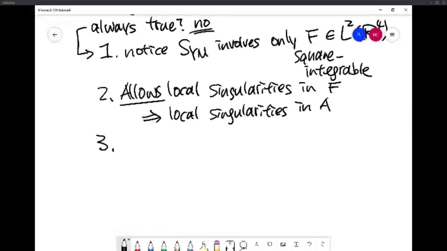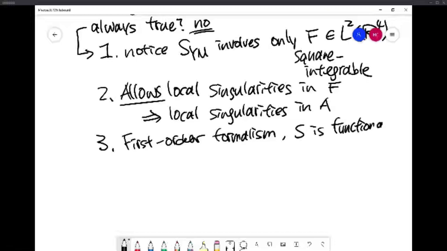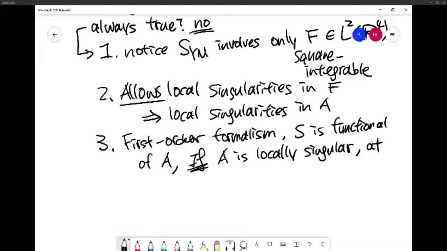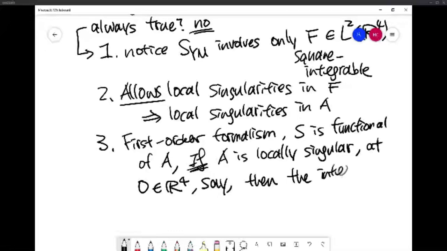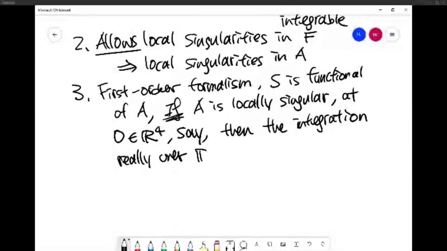So this is where topology comes in, right? Because in the first order formalism, S is a functional of A, right? And if A is locally singular, let's say at the origin, then the integration is really over R4, but you take out the origin. So the space-time region is really R4 take away the origin.